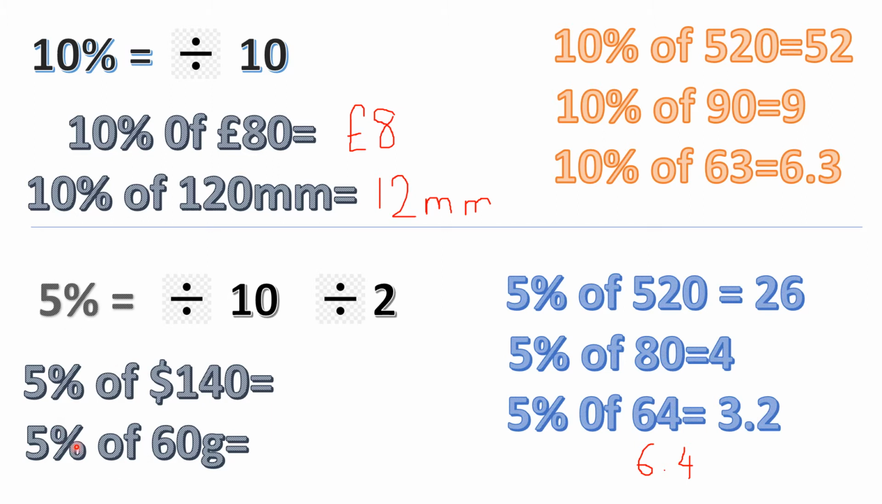Have a go at these questions. See if you can work these out. Pause the video and work these questions out. 5% of $140 and 5% of 60 grams. Pause the video now and work it out.